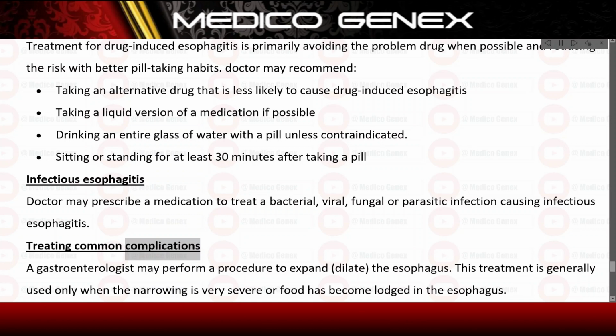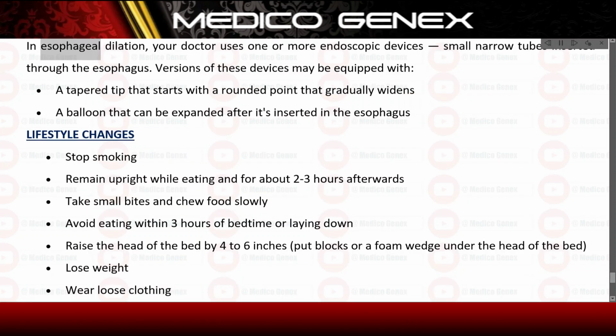Treating common complications. A gastroenterologist may perform a procedure to expand, dilate, the esophagus. This treatment is generally used only when the narrowing is very severe or food has become lodged in the esophagus. In esophageal dilation, your doctor uses one or more endoscopic devices, small narrow tubes inserted through the esophagus. Versions of these devices may be equipped with a tapered tip that starts with a rounded point that gradually widens, or a balloon that can be expanded after it's inserted in the esophagus.